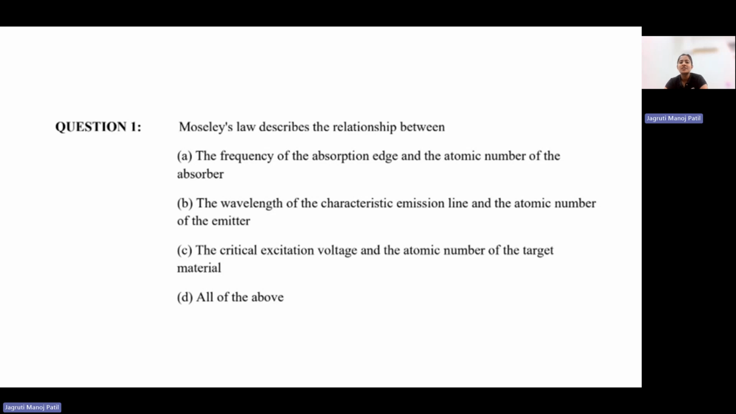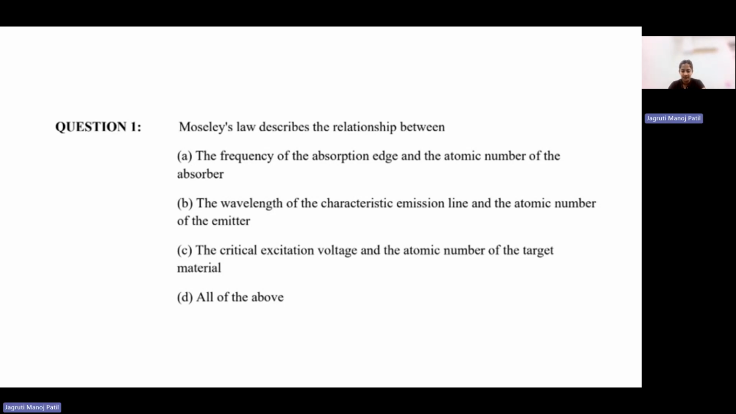Okay, so we have Moseley's law, and we just saw what Moseley's law tells us. Is it the frequency of the edge and the atomic number, or is it the wavelength of the characteristic emission and the atomic number, or the excitation voltage and the atomic number? So think for a minute and then fix on your option, something like Kaun Banega Crorepati, and then we'll look at what the answer is.